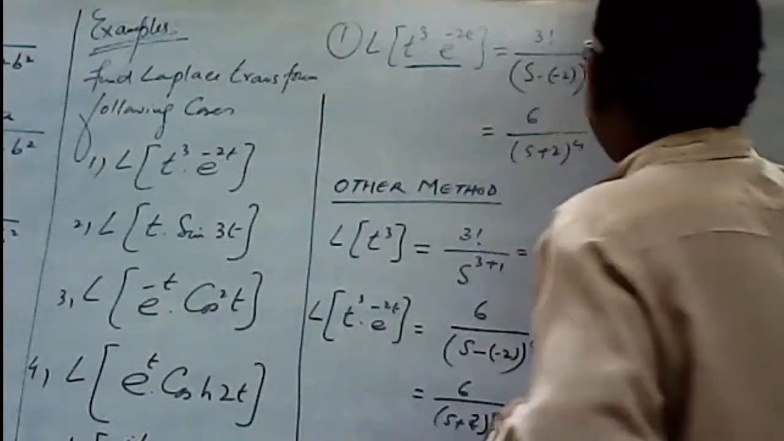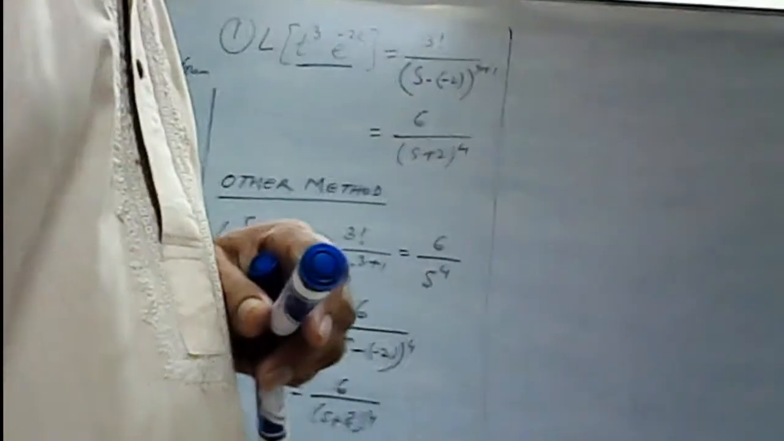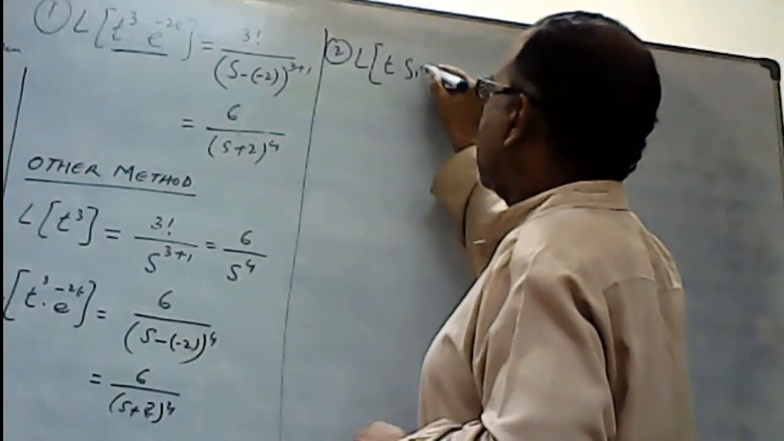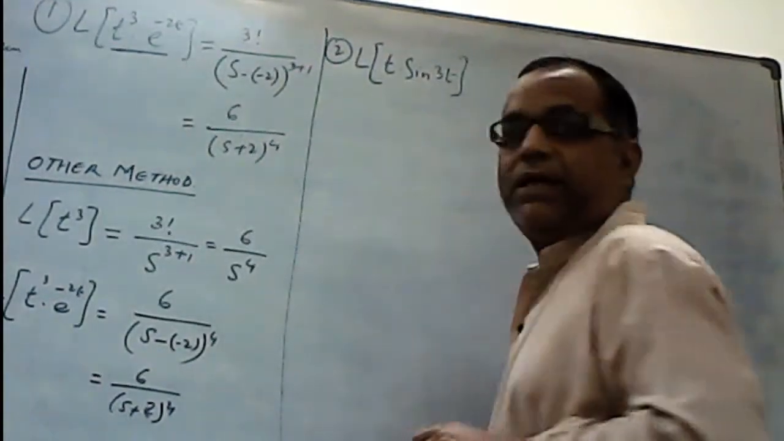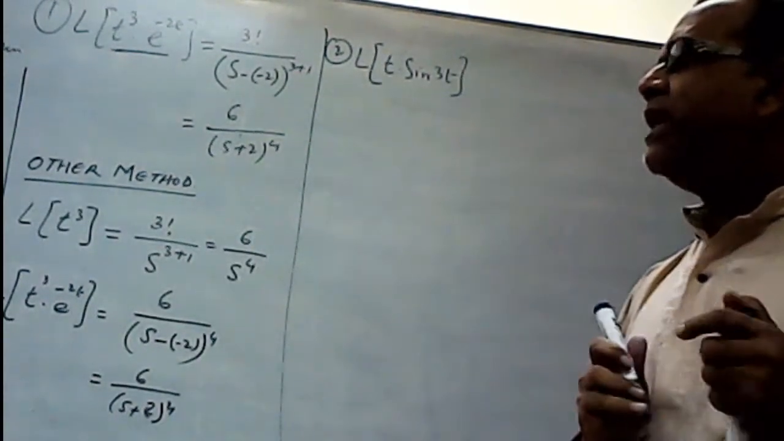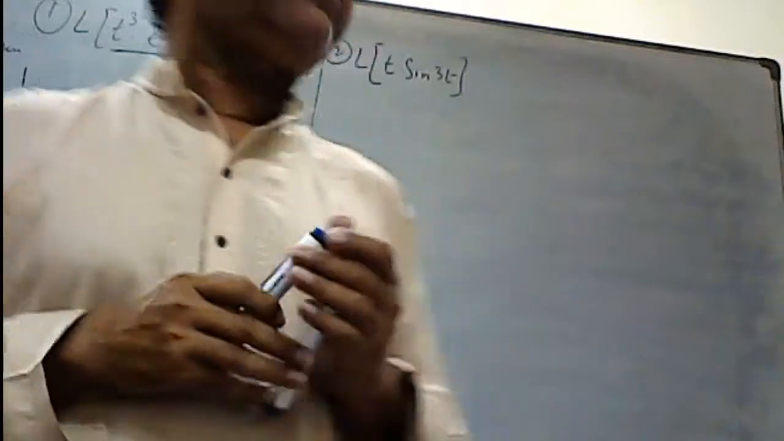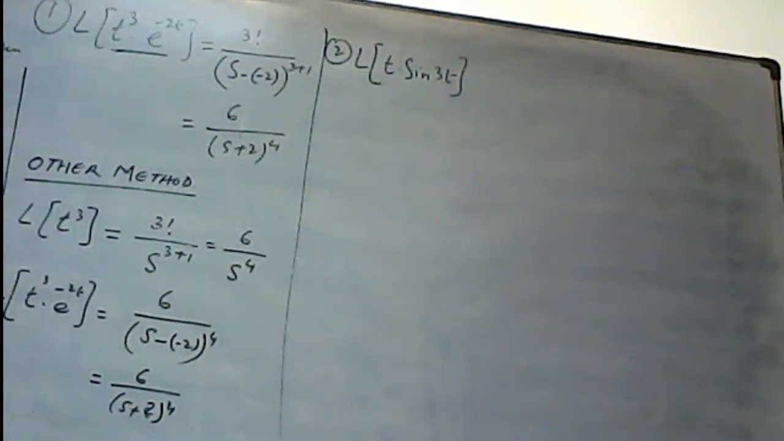Now coming on to example number 2. In example number 2 we have Laplace of t into sine 3t. Now it is a product, but we do not have any exponential term in that product. Till now, if we have a product without exponential, then it is not possible for us to give the Laplace of that particular term. So it is mandatory for us till now that we have at least one exponential term.